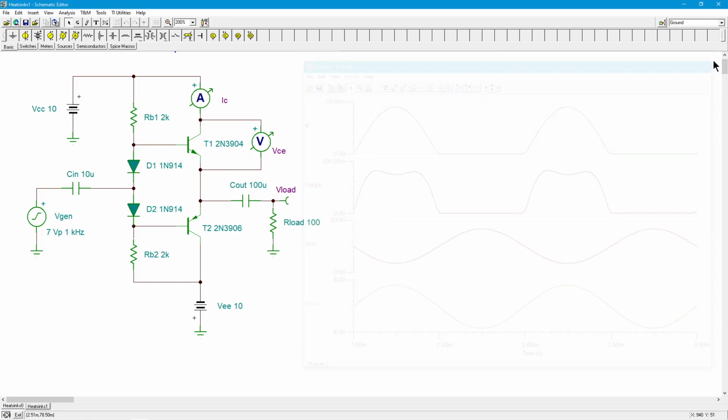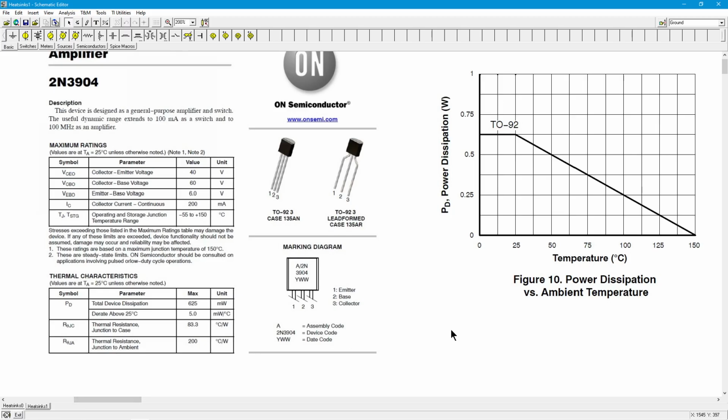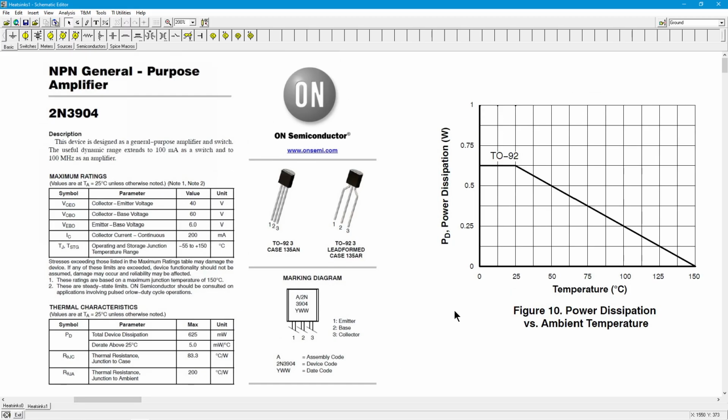Now the question becomes, all right, if we have a half watt load, and that means 100 milliwatts for the transistor, are the 3904, 3906 going to blow up on the launch pad, so to speak? All right. Well, let's go and get a little bit of data from the manufacturer.